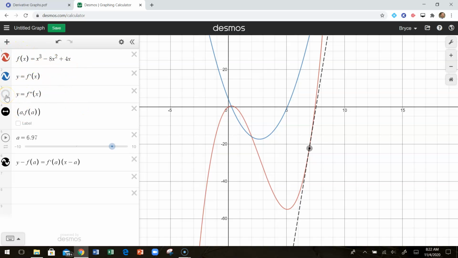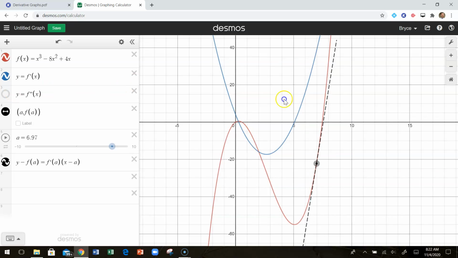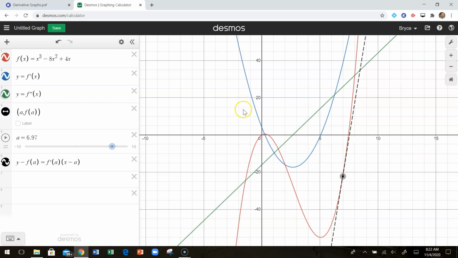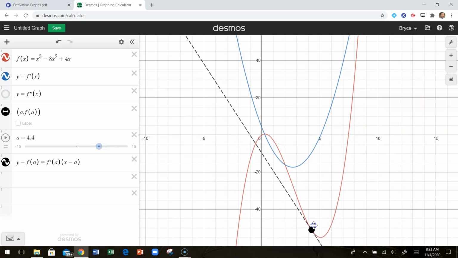I also put on here the second derivative, which if I followed this blue graph, I should be able to see what that would look like. It would actually just be a line in that case. And that should make sense because if your original function is a cubic function, your derivative would be a quadratic, and your second derivative would be a linear function. If you track that, hopefully that helps to make sense of tracking the slope of your tangent line to see what your derivative graph looks like.